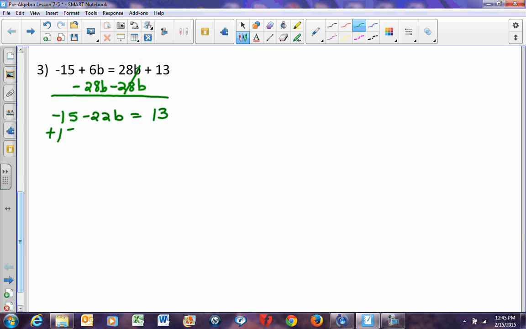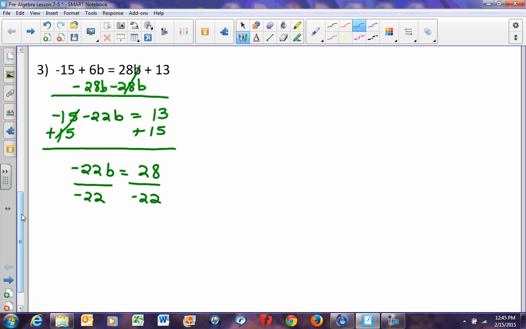Add 15 to both sides. And I will get negative 22b equals 28. To solve, I need to divide by negative 22. You're looking at this going, oh, I'm getting an ugly fraction. Yeah, you are getting a fraction.